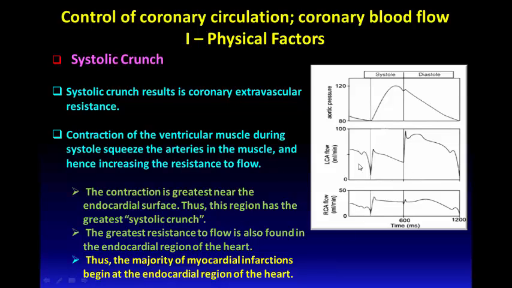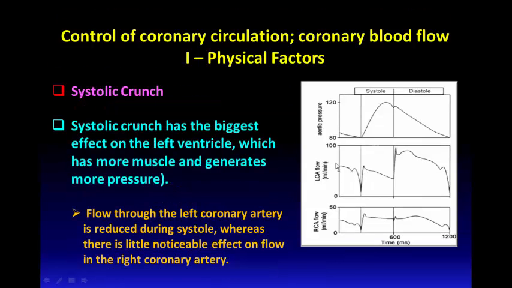This figure demonstrates the effect of systolic crunch on right coronary artery flow and left coronary artery flow during the different phases of the cardiac cycle, with much reduced flow through the left coronary artery during left ventricular systole, especially the isometric contraction phase of systole, and with increased flow during diastole.